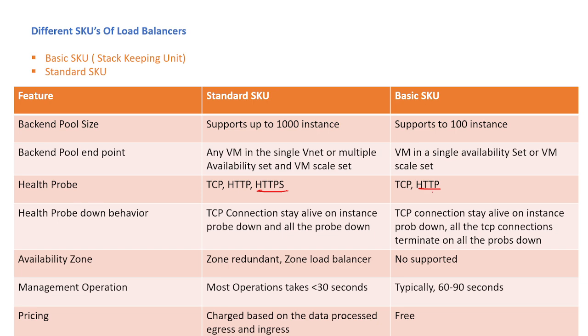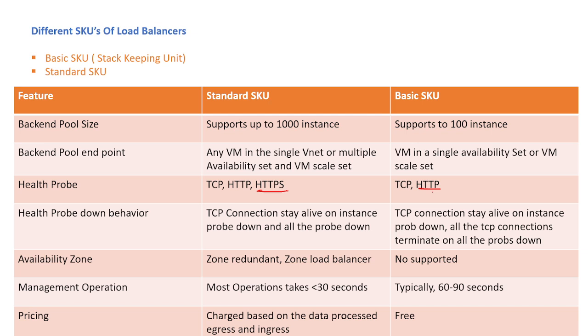And health probe down behavior. In the standard SKU, say for example there are 5 application servers, and one of them goes down for 30 minutes. After 31 minutes, if it becomes healthy, the standard load balancer will start distributing the load to all 5 servers, because it identifies that it was down for some time and is now working again. But in the case of basic, once a server is ignored because server 4 has some issue, it will not reconsider it even when it becomes healthy. It terminates probing it. That is the difference in health probe between the basic and standard SKU. Then availability zone.